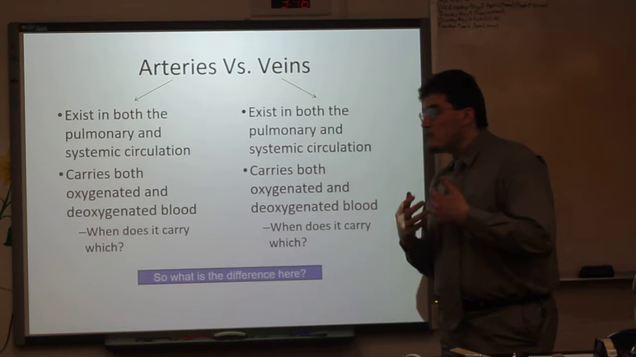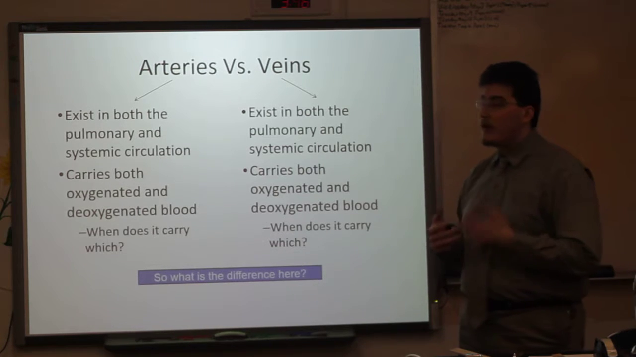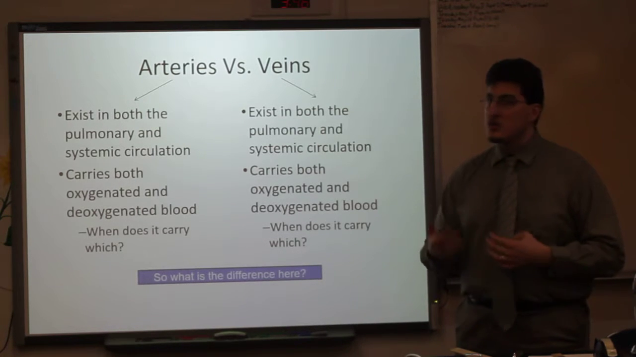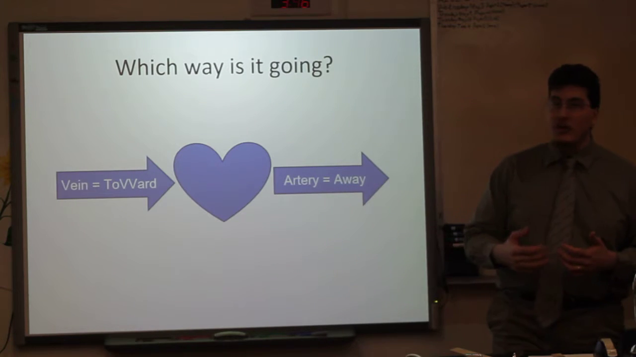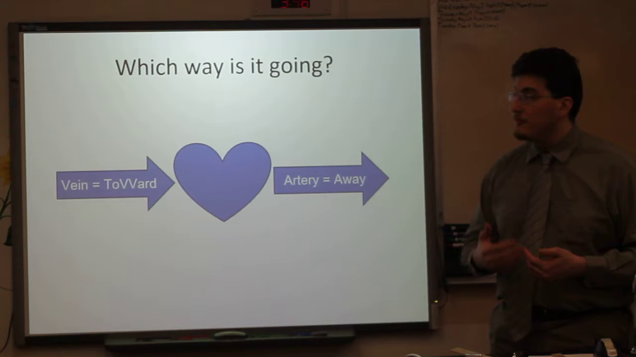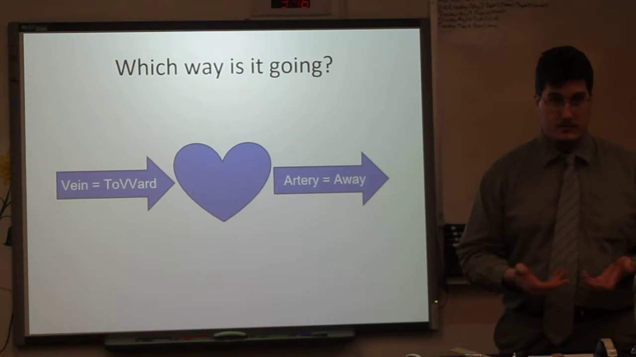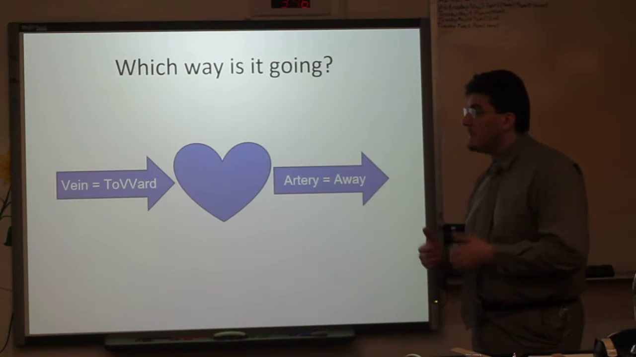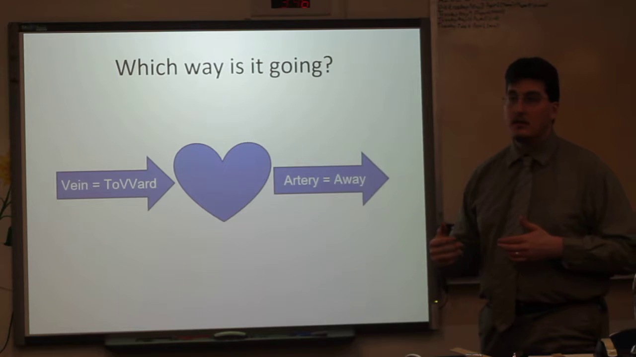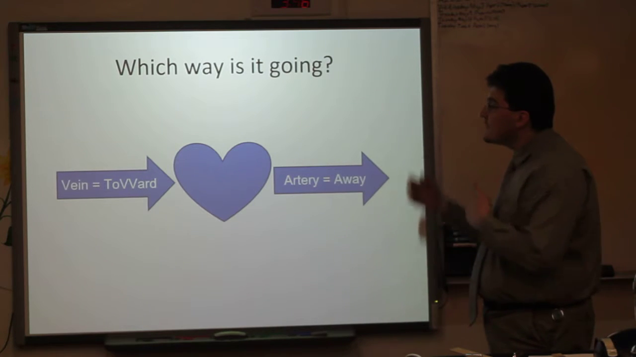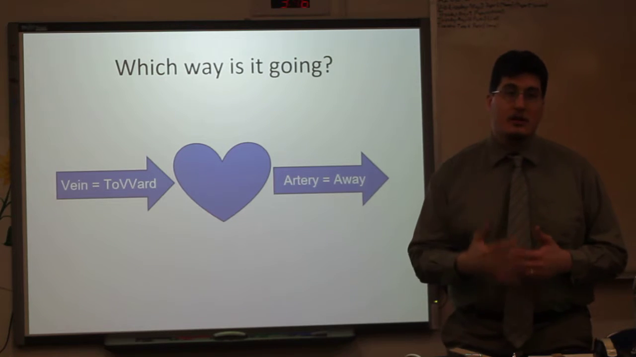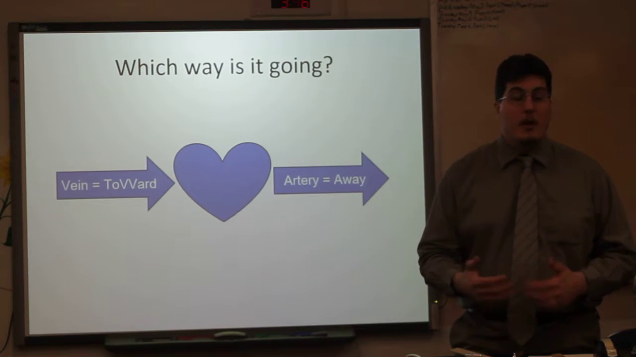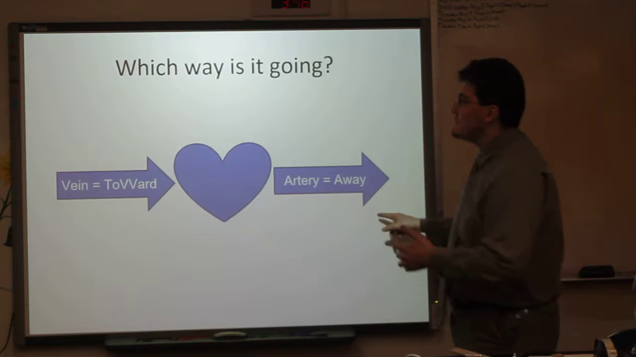So what's the real difference? How are we going to be able to tell arteries and veins apart in terms of directionality? Arteries are going to be going away from the heart, and veins are going to be going toward the heart. Veins are always going to be going in the direction of the heart, going toward it. And arteries are going away. This is going to be a directional understanding of arteries and veins. But we're going to look at a microscopic understanding.